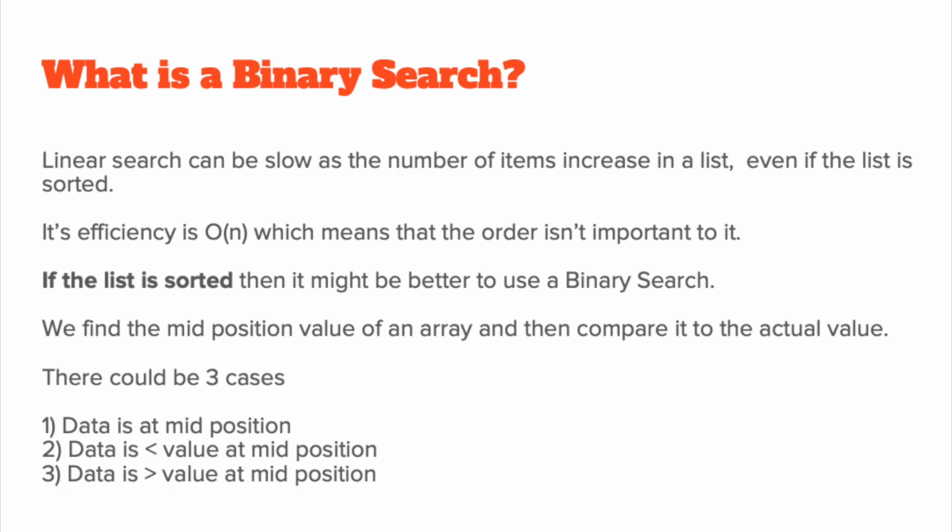So if we have 1 to 10 and we want to find 7, we don't compare it to 1 and then 2 and 3 and 4 and 5 and so on. We'll compare it to the middle value, which would probably be 5. And then we'll say, well, is 7 greater than 5 or is it less than 5? Well, quite clearly 7 is greater than 5.